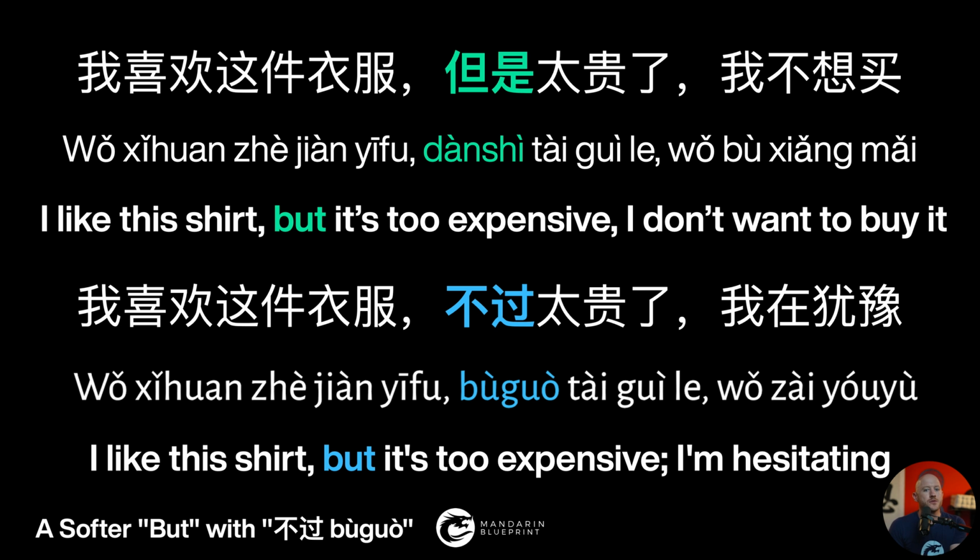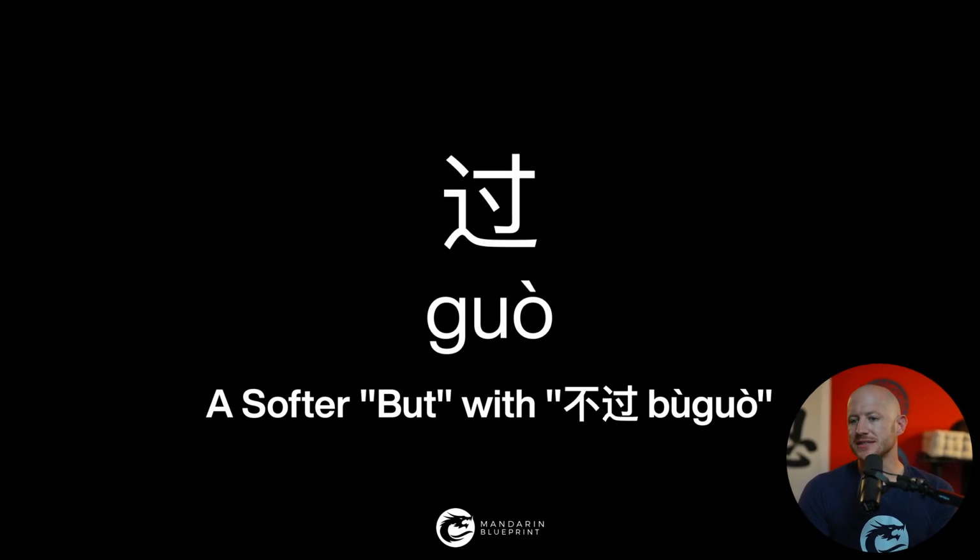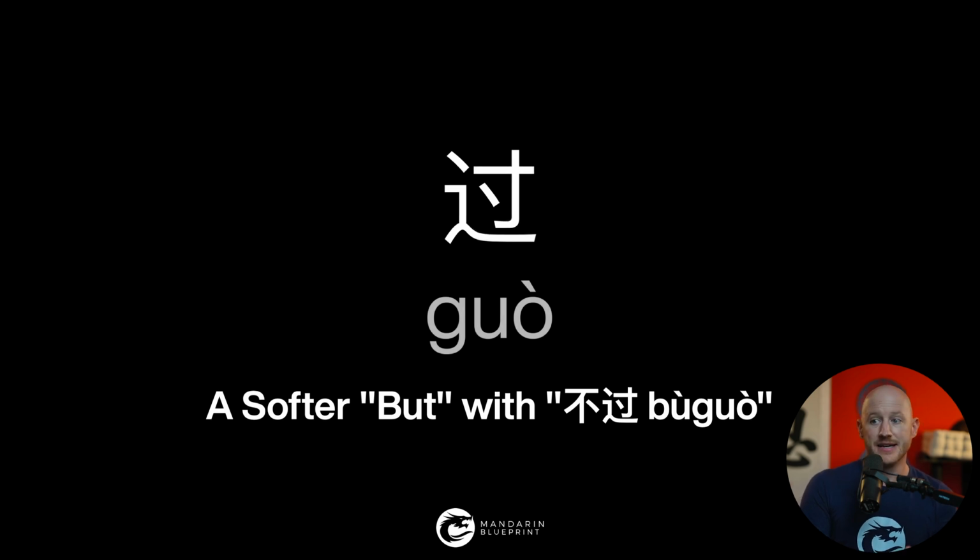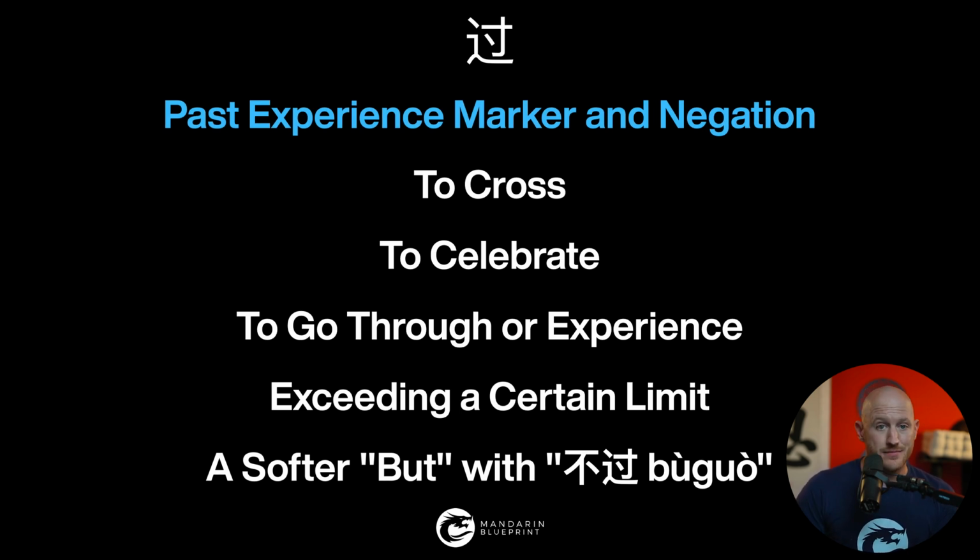How about this? 我喜欢这件衣服，不过太贵了，我在犹豫. I like this shirt. It's too expensive. I'm hesitating. So you kind of do want it, but you're like, oh, it's pretty expensive. So it's softer. It's not as certain. So that should give you a good sense of how to use 不过 compared to other versions of but. And look at all the stuff that we covered today. A past experience marker and negation, really just have you ever done something or haven't done something in the past. To cross, to celebrate, to go through or experience, exceeding a certain limit, and a softer version of but with 不过.